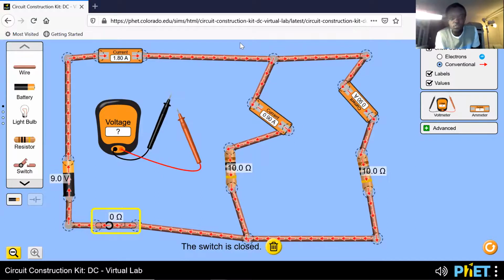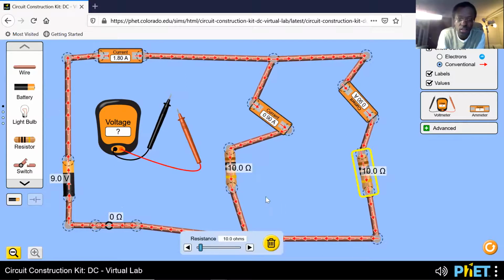Current flows already. Okay, let me change the resistance because it's not supposed to be the same. Here it's the same because the current is the same. It's not the same everywhere, right? Remember that it was the same in the series circuit, but here, in this case, the current is not the same, but it's the same for both resistors because the resistance is the same for both resistors.